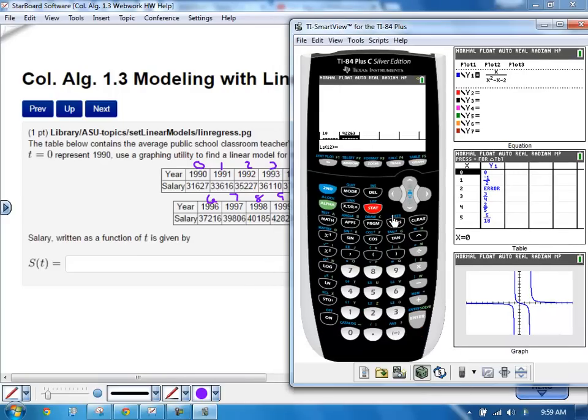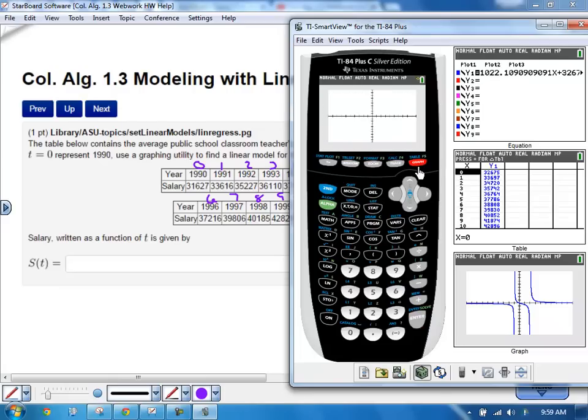Once you're done entering all the values, go to stat, go over to calculate, and you do linear regression 4. And it says L1 and L2 for my x and y, which is what I want. I'm going to store this regression equation real quick into, if you click vars, y variable, function y1, just to show you can do this. And then when you hit calculate, it gives you the equation, but it also graphs it for you. It enters into your y1, so you can take a look at the graph.